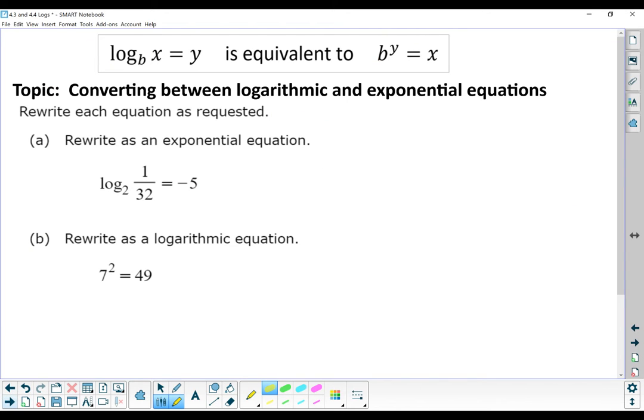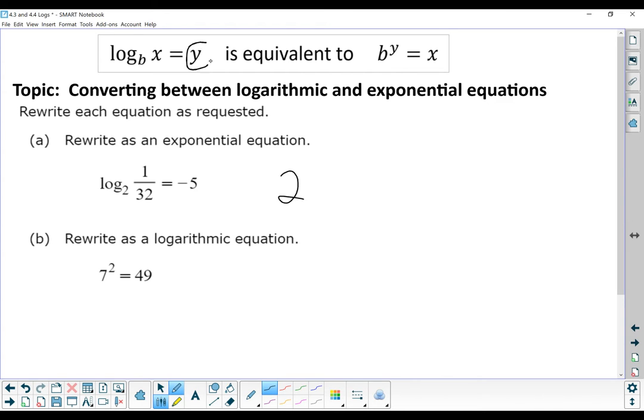So the first topic is converting between logarithmic and exponential equations. You're just supposed to rewrite the equation in the form requested. The first one here is a log equation, and our goal is to rewrite it as an exponential equation. You have this conversion on your formula sheet. If you have log base b of x equals y, it's equivalent to b to the power y equals x. Our base in this log is 2, so the base of our exponential is going to be 2.